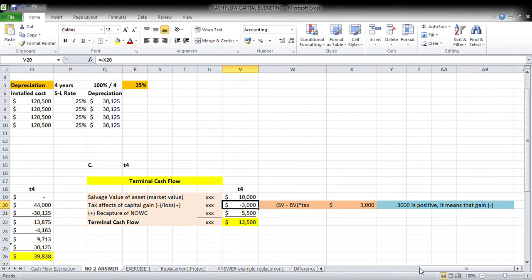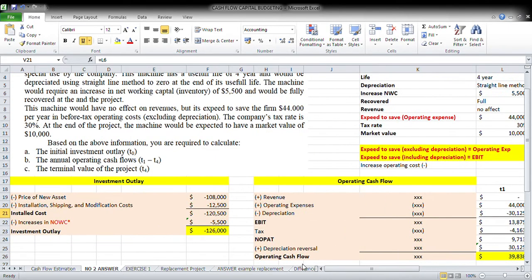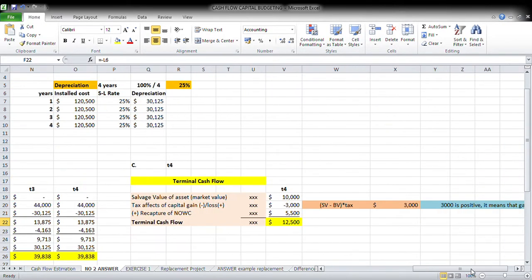I hope this is clear, guys and girls. And then next is the recapture of NOWC. The value is from the investment outlay, where NOWC was minus, but here it is plus. And then we get the terminal cash flow value.